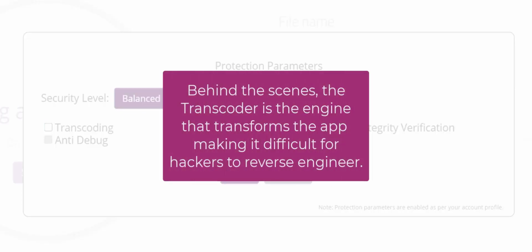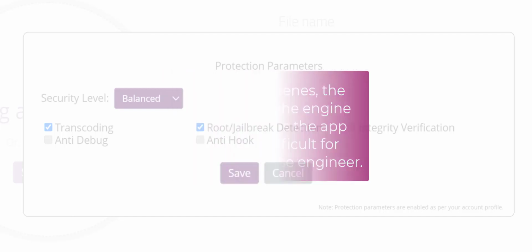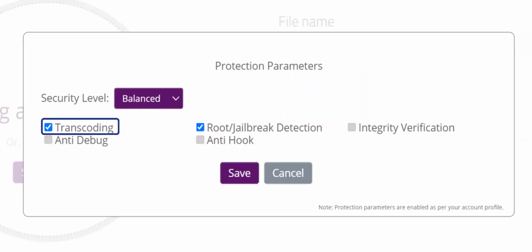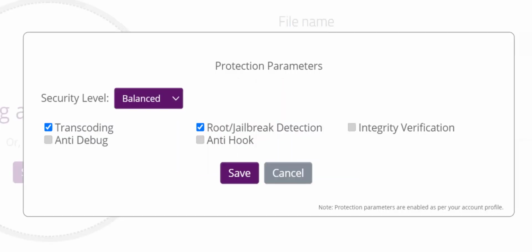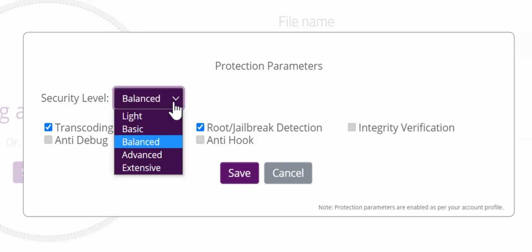Behind the scenes, the transcoder is the engine that transforms the app, making it difficult for hackers to reverse engineer. Make sure that transcoding is selected if you want Dedo's machine learning software to automatically select which algorithms and data are protected. Something to keep in mind, software protection always comes at a cost in terms of program size and execution speed. You can tune the level of protection offered by the transcoder by selecting the security level that best fits your needs. There are 5 preset security levels ranging from light to extensive.